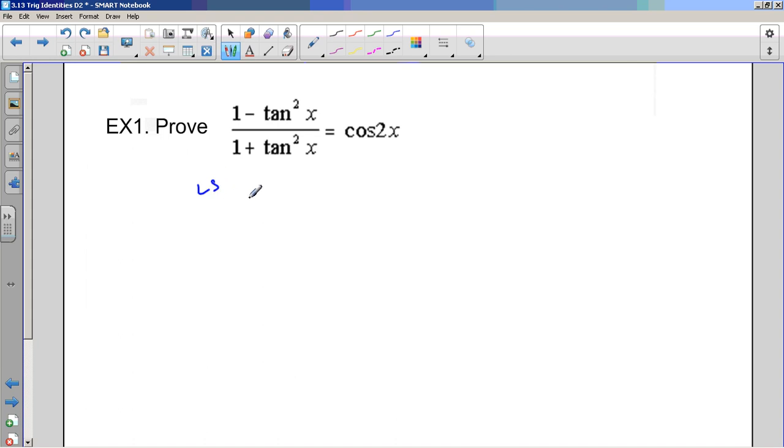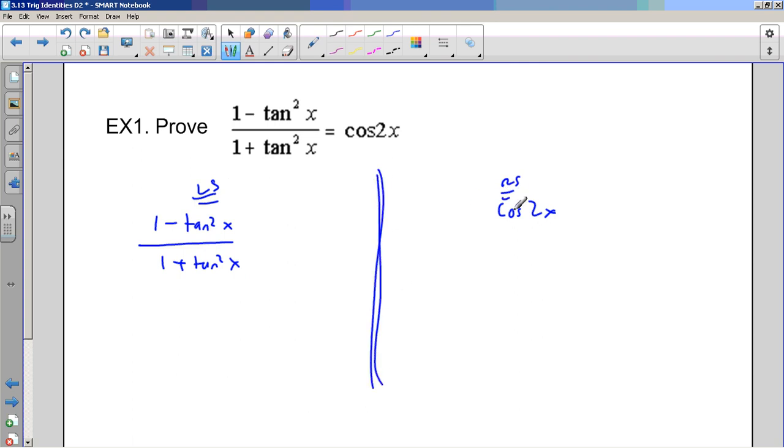So the left side is this thing, and the right side is this thing. And we need to know some formulas, right? Cos 2x, well, let's see. We know 3 of them, right? One of them is cos squared minus sin squared. There's a couple other ones, but we'll write that one down for now and hope for the best. But did you notice?